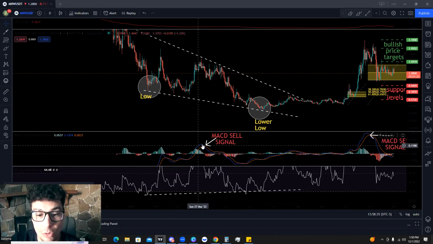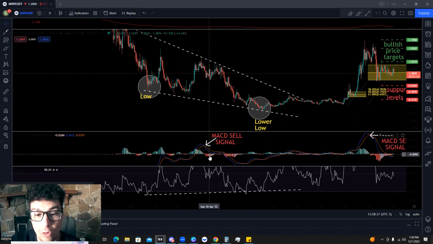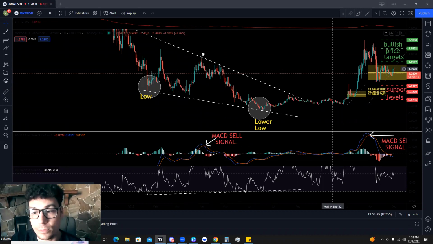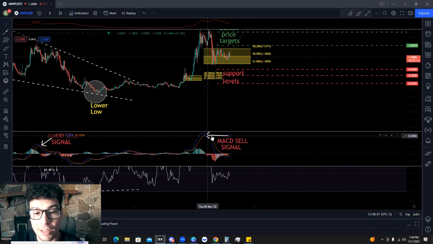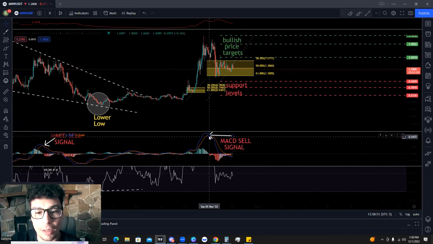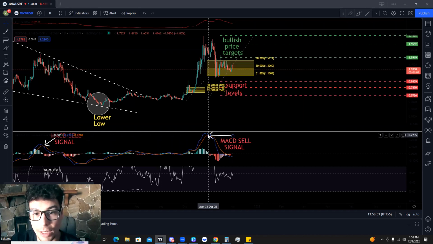So anytime you see the blue line come up and cross below that orange line, that's definitely something to be cautious of and a good time to put some risk management on and protect your trade. Now, we can come over here and there's another good example of the MACD sell signal. And it ended up coming before all of the news with Sam Bankman-Fried.